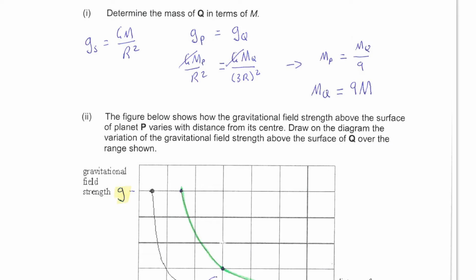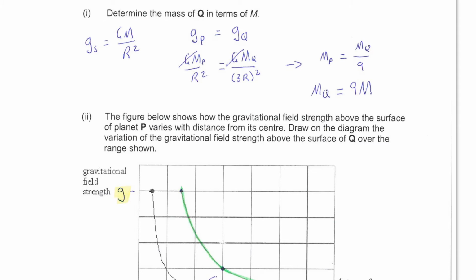Thinking about this situation, if they are to have the same gravitational field strength at the surface, it follows that since Q has a larger radius, which would make the field strength decrease, it must also have a larger mass to combat that effect. So next, to find the exact extent to which the mass is larger, you need the equation for gravitational field strength at the surface of a large mass.